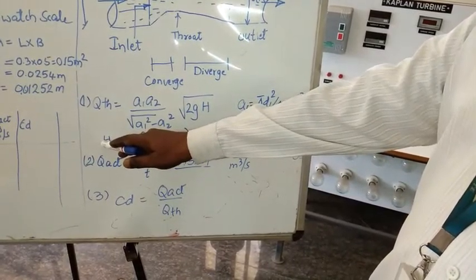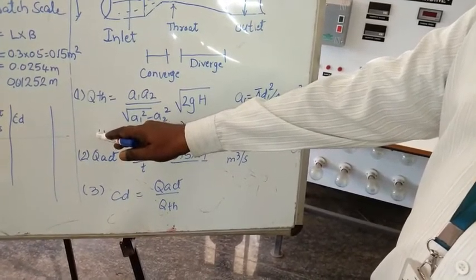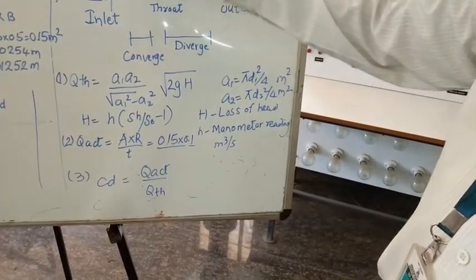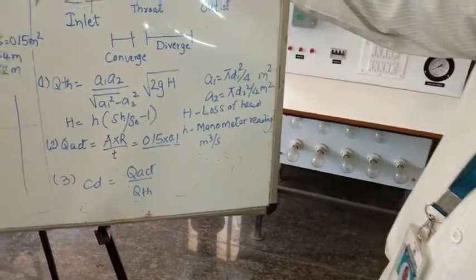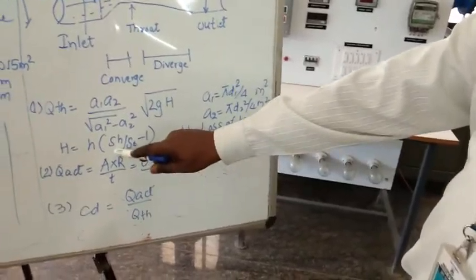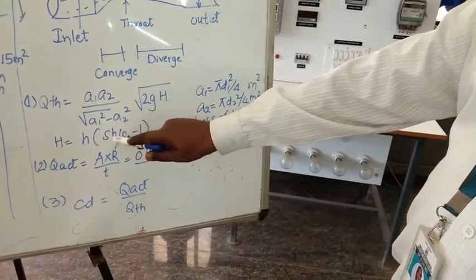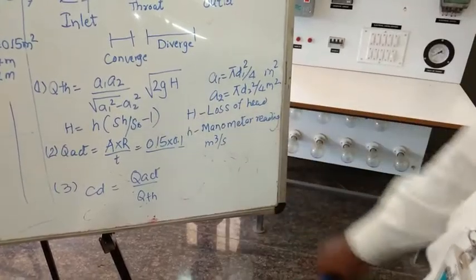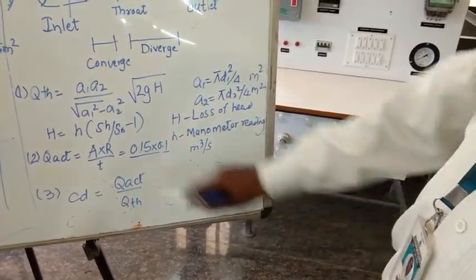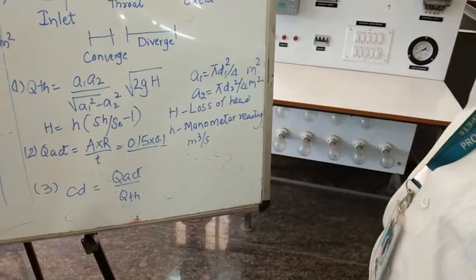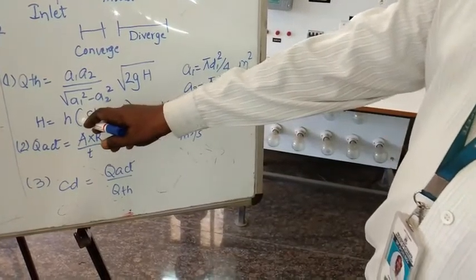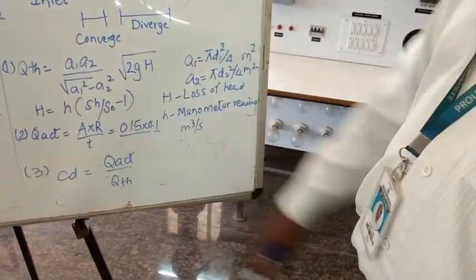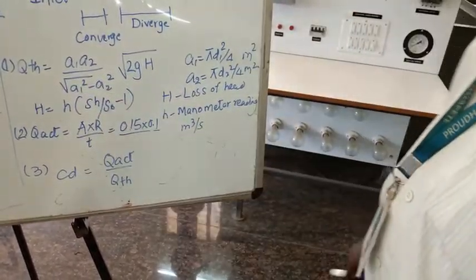To convert the difference in head in terms of water, H equals small h, the difference in head between the left and right limbs, multiplied by the bracket SH by S naught minus 1. The specific gravity of water is 1 and the specific gravity of the heavy liquid mercury is 13.6. So 13.6 divided by 1 minus 1 is 12.6, multiplied by small h, and you will get the head in terms of water.